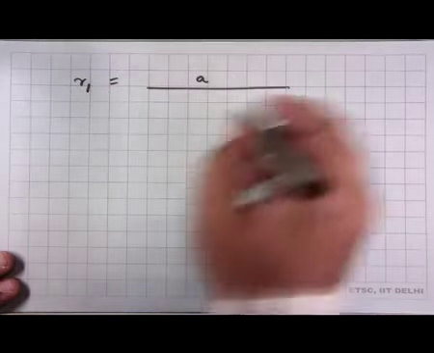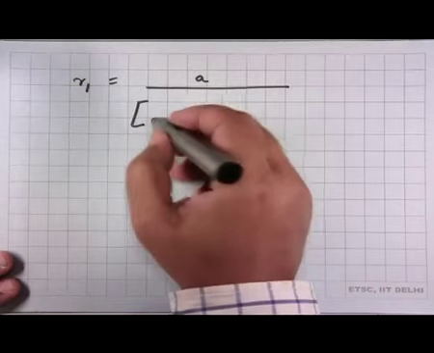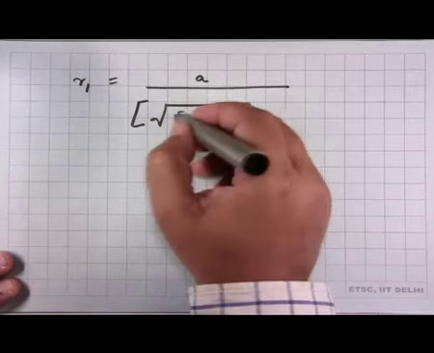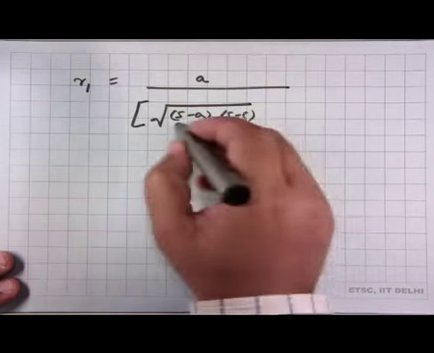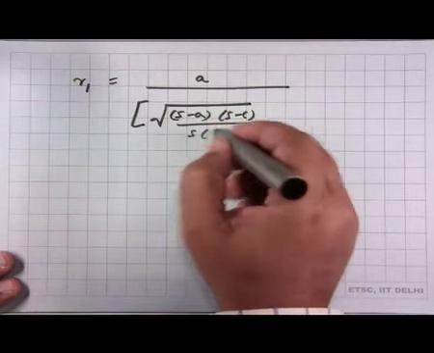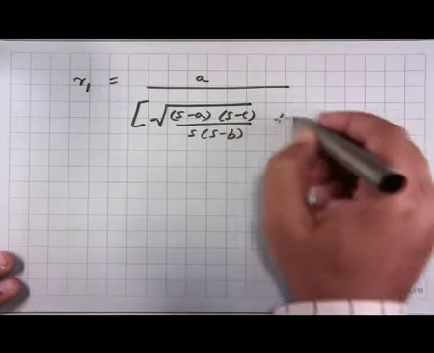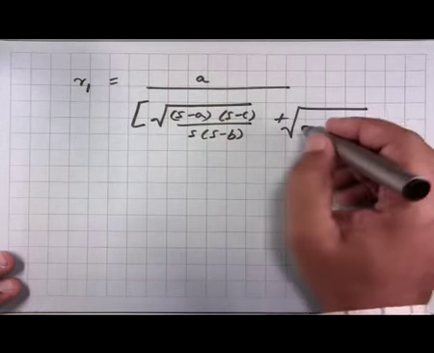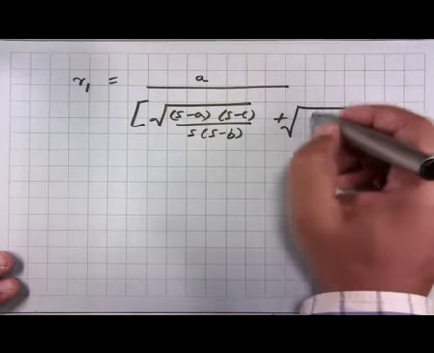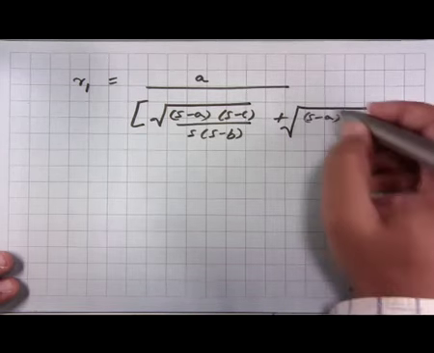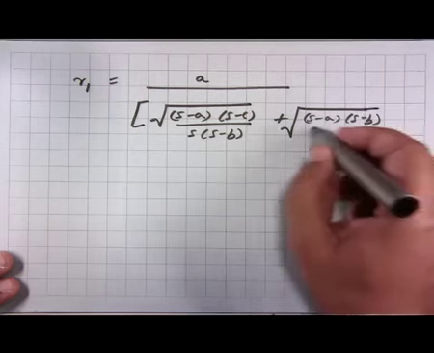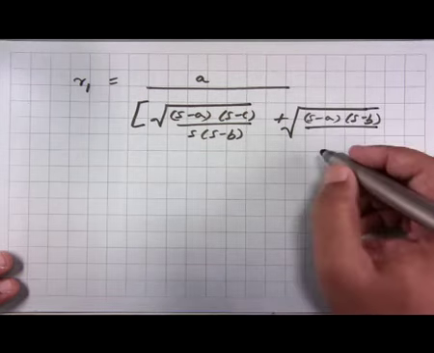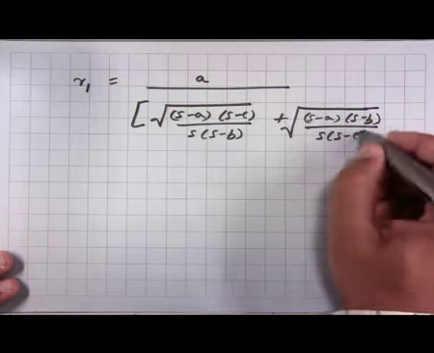upon square root of S minus A into S minus C upon S into S minus B, plus square root of S minus A into S minus B upon S into S minus C.